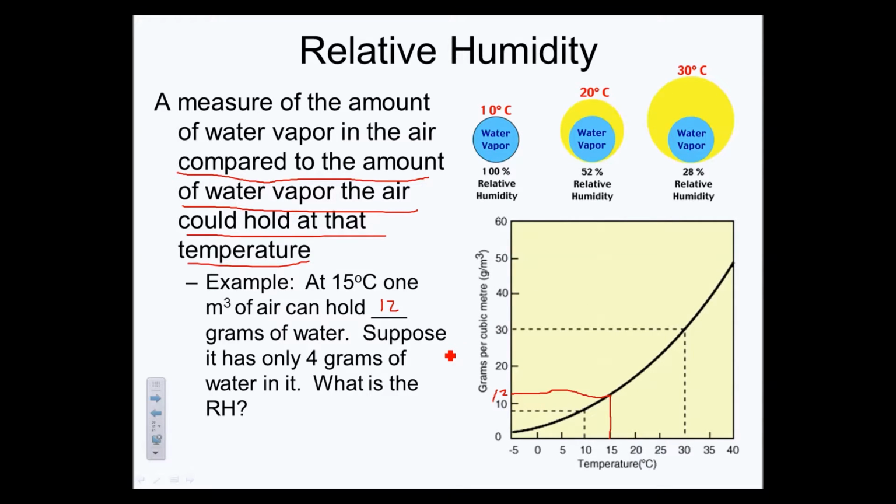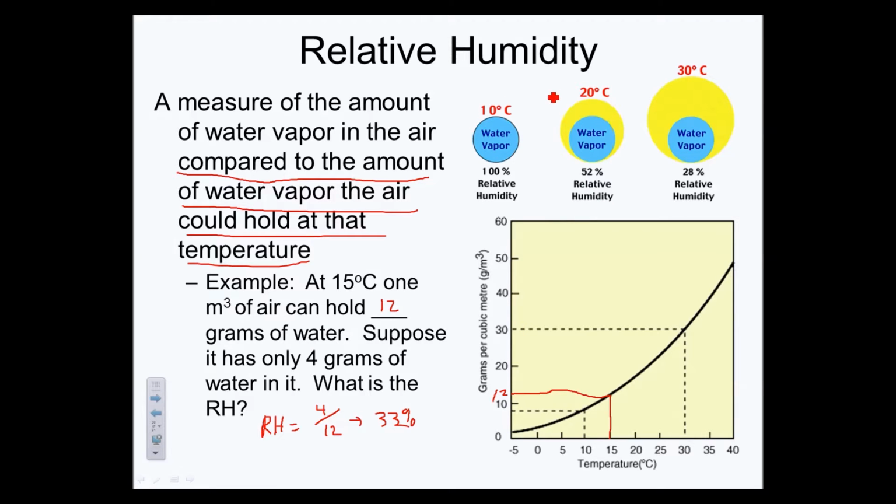Suppose it only has 4 grams of water in it. What's the relative humidity? Again, we think of our definition: it's a measure of the amount of water vapor in the air, that's 4, compared to the amount of water vapor the air could hold at that temperature, 12. So 4 over 12 is about 33%. In this case, it would be 33% relative humidity. It would feel pretty dry. 33% is fairly dry. There's a lot more room in the air to soak up water.